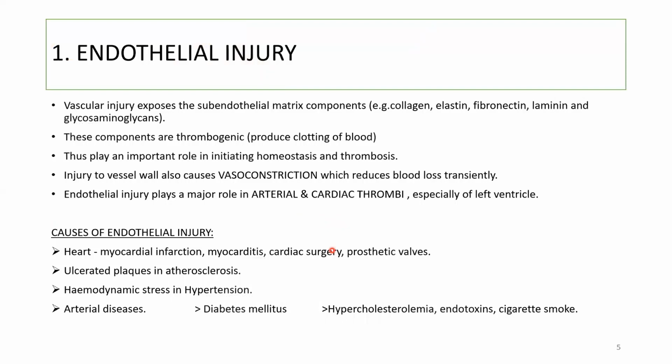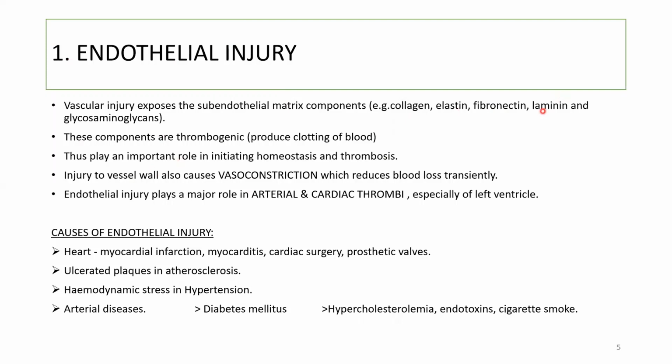So first is the endothelial injury. First, there is an injury taking place. The vascular injury exposes the subendothelial matrix components. The subendothelial layer is the layer inside the endothelium of the blood vessel. It contains certain components, for example collagen, elastin, fibronectin, laminin, and glycosaminoglycans. So these are the subendothelial matrix components, and these will be exposed. These components are thrombogenic.